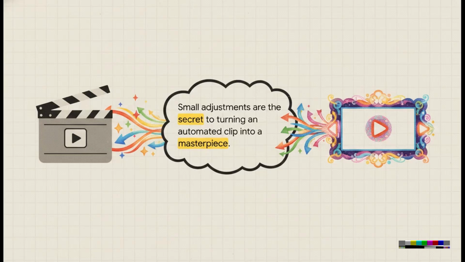So why does all this matter? Well, because while automation gives you speed, customization is what actually gives you a brand identity. Small adjustments to your fonts, tweaking those border effects, carefully balancing your background volume, these are the real secrets to turning a kind of sterile automated clip into a professional masterpiece that actually engages your viewers. Taking just 5 minutes to configure your resource folders really makes all the difference in the world.